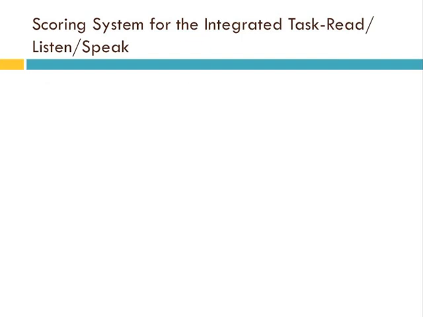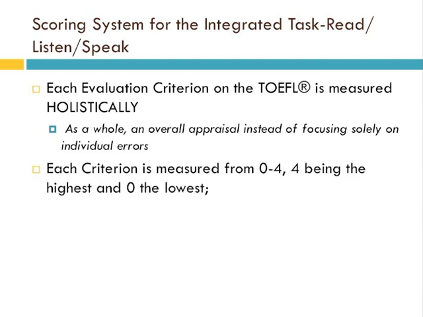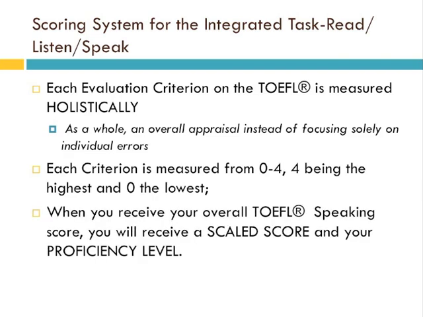Now, the scoring system for the integrated task, actually for all of the tasks on the test, is pretty much the same. Again, everything is evaluated holistically, looking at your overall appraisal instead of just focusing individually on errors. Each criterion is measured from 0 to 4, 4 being the highest and 0 the lowest. And when you receive your overall TOEFL speaking score, you will receive a scaled score and your proficiency level.